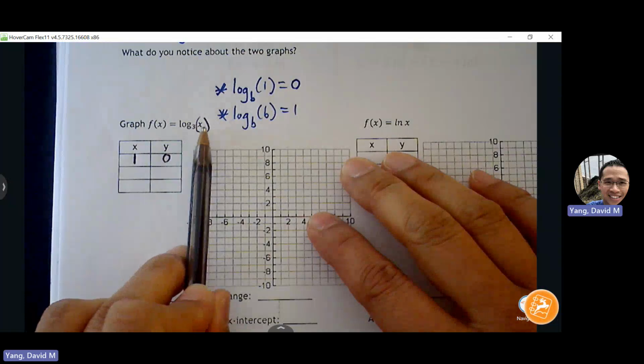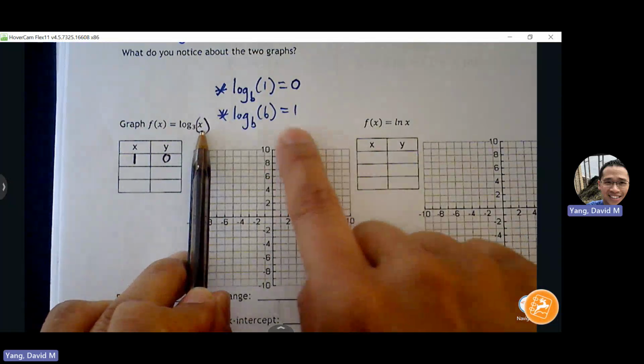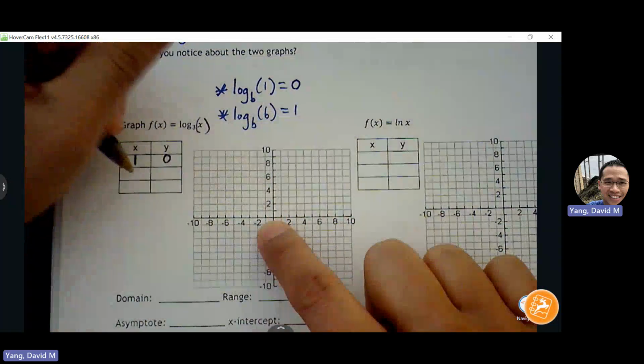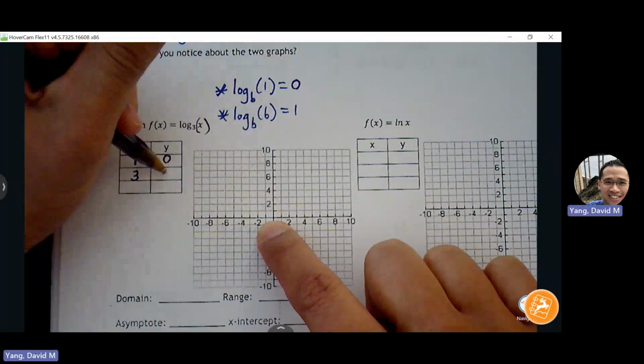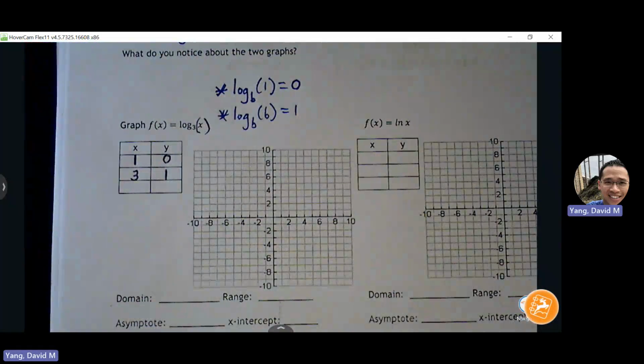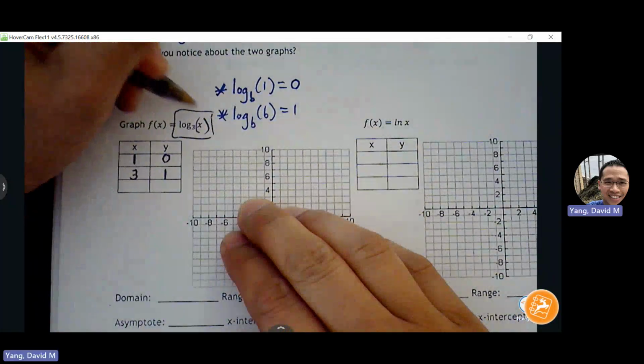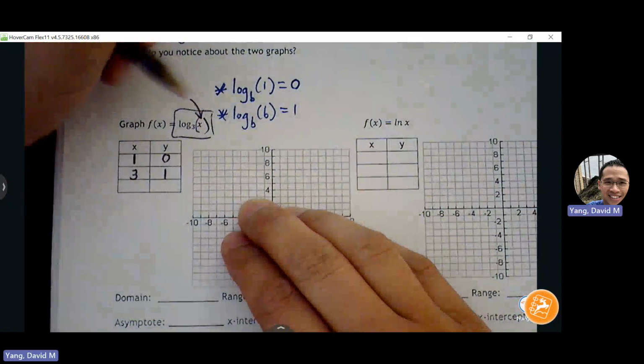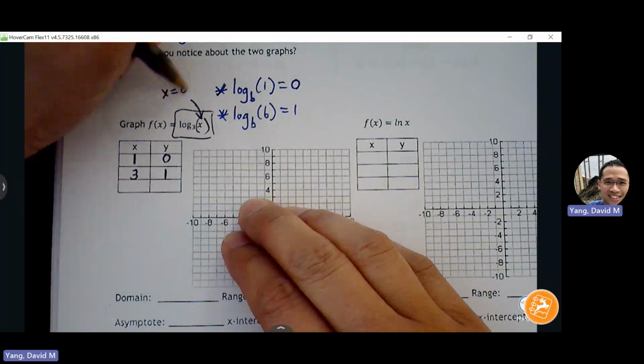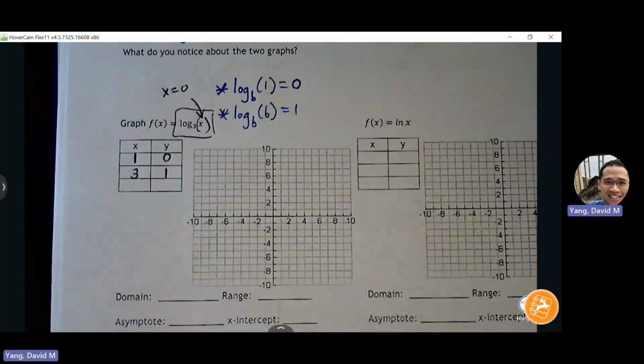Log base 3 of what can I choose here? 3, yep. If I can get the bases to match, I know it's just going to be equal to 1. So really that's all you need. If you have 2 ordered pairs, and then your asymptote is always whatever makes your parentheses 0. So if I set the parentheses equal to 0, it's just x equals 0, so that's my asymptote.